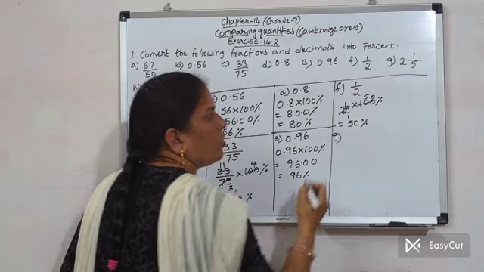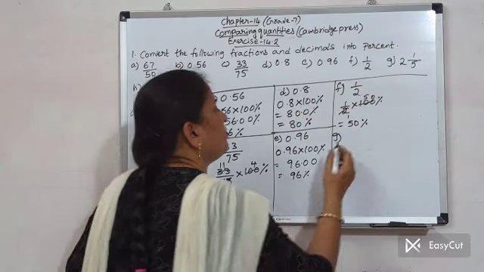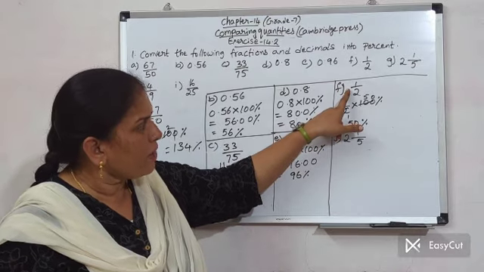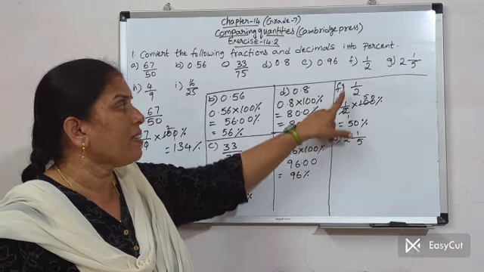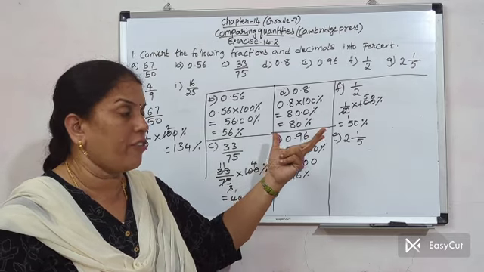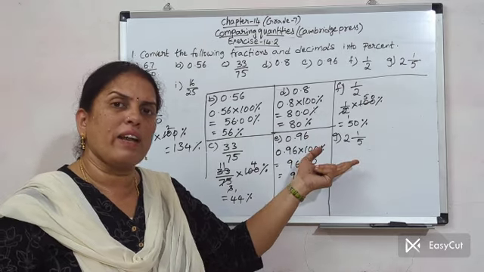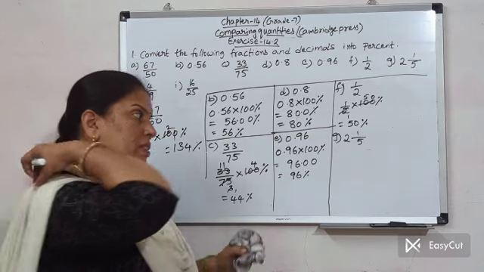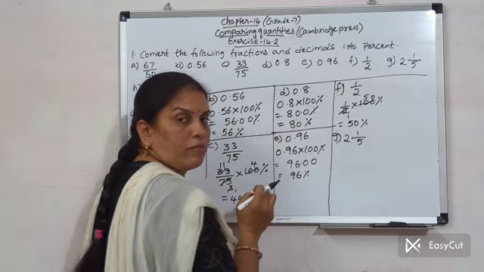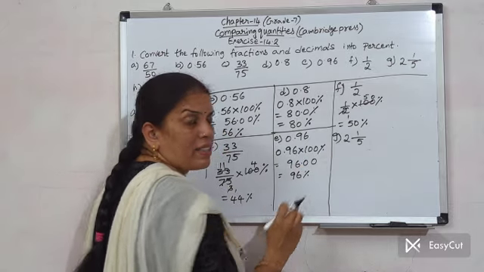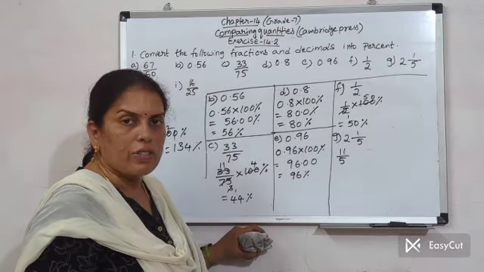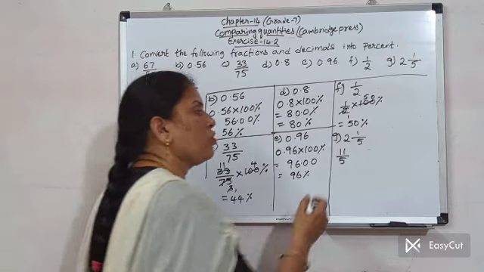Now, G question. What is G? 2 1 by 5. See here, the difference between the F question and the G question is only one thing. This is a proper fraction. This is a mixed fraction. That's all. No other difference is there. A mixed fraction you must convert into an improper fraction. How to convert into an improper fraction? Multiply these two and add 1. 2 fives, 10. 10 plus 1, 11. 11 by 5. Understood? Now you multiply with 100% as usual.